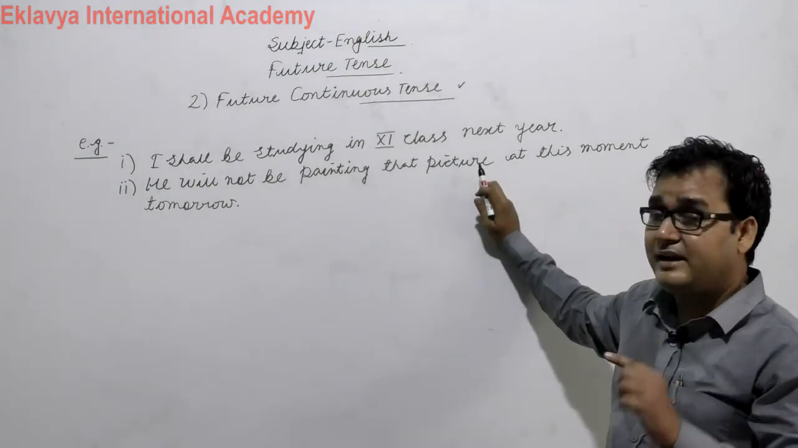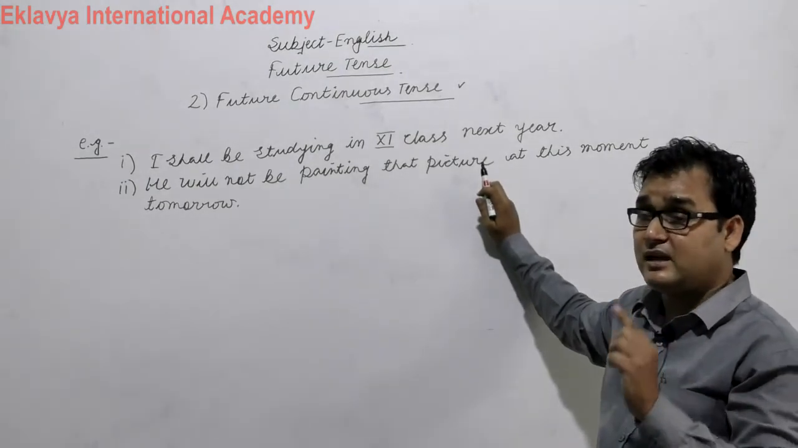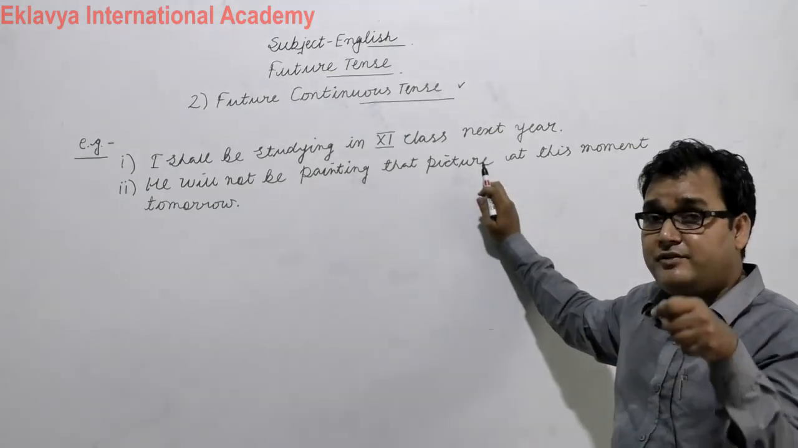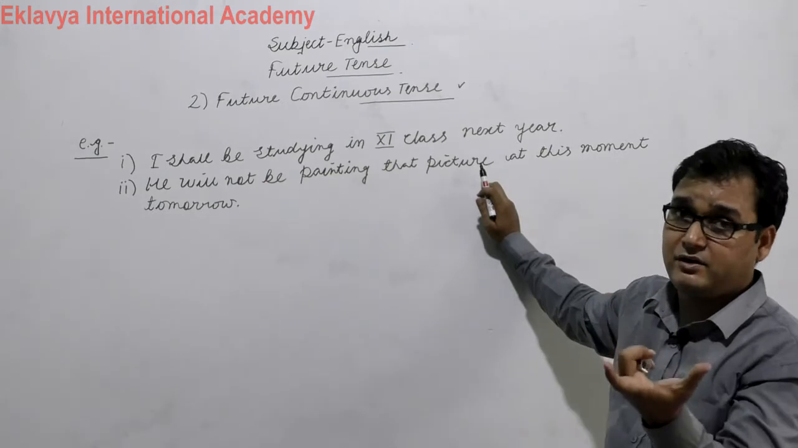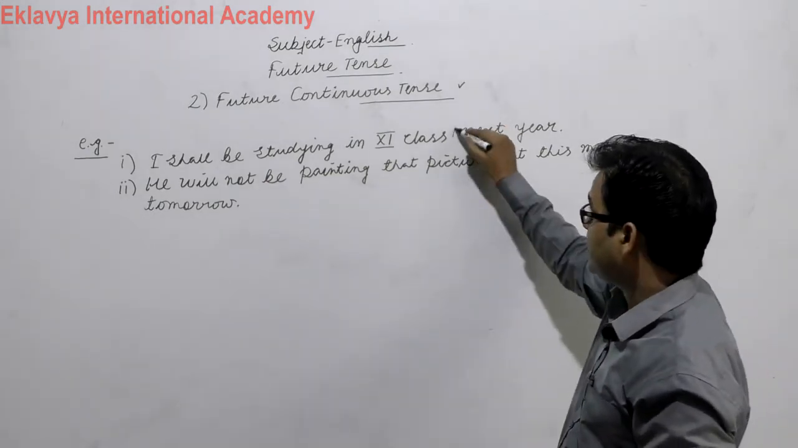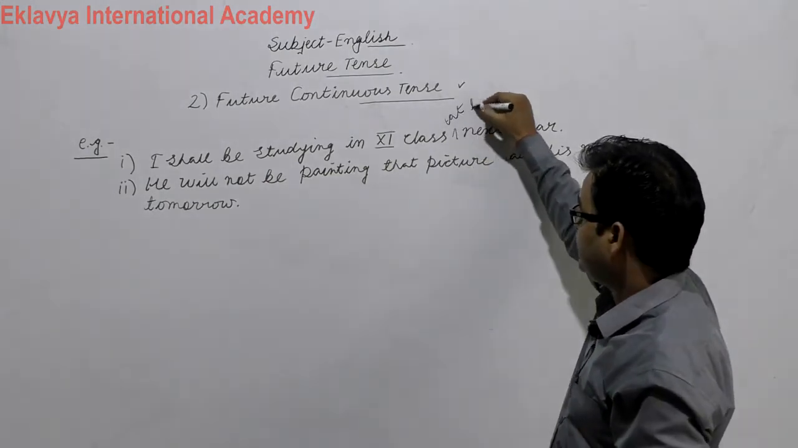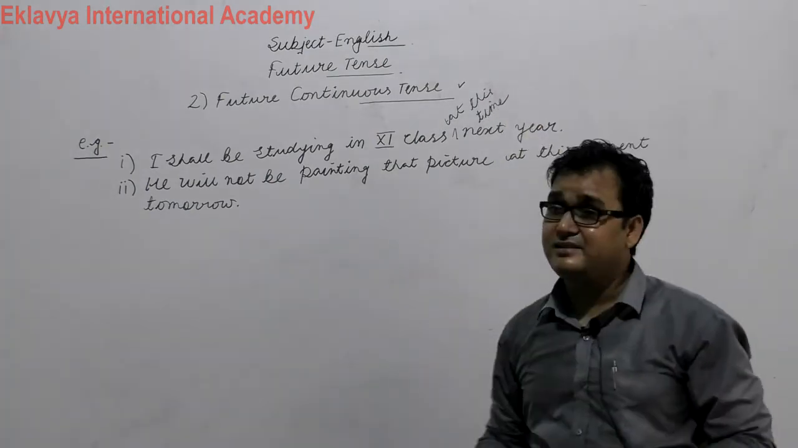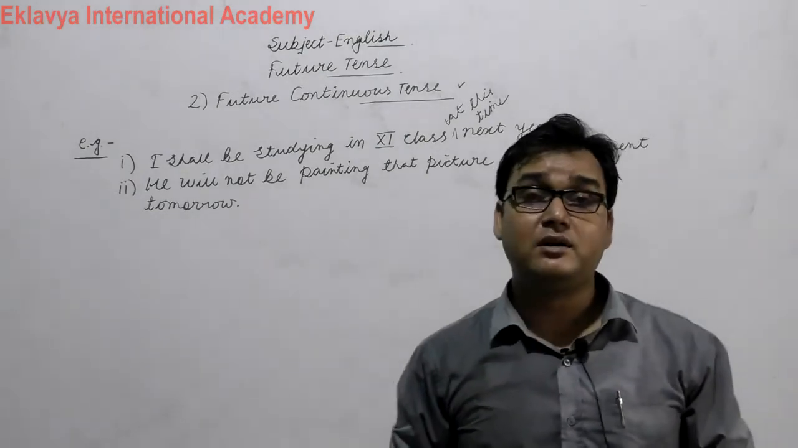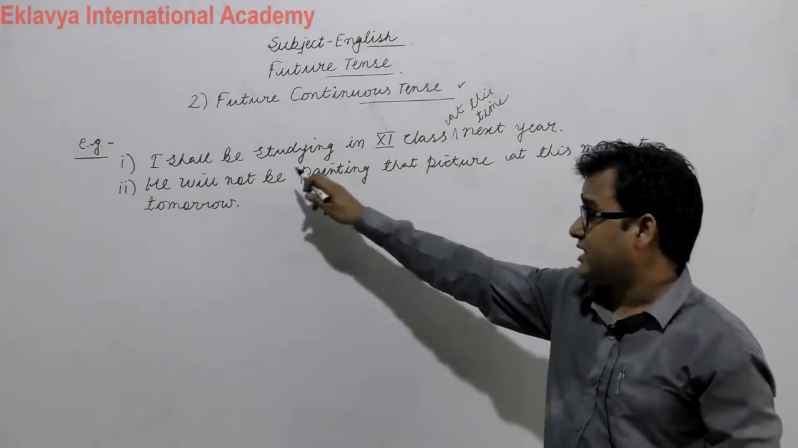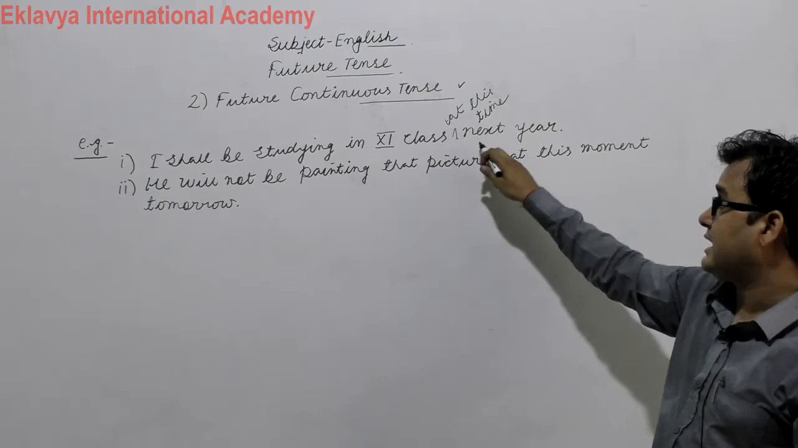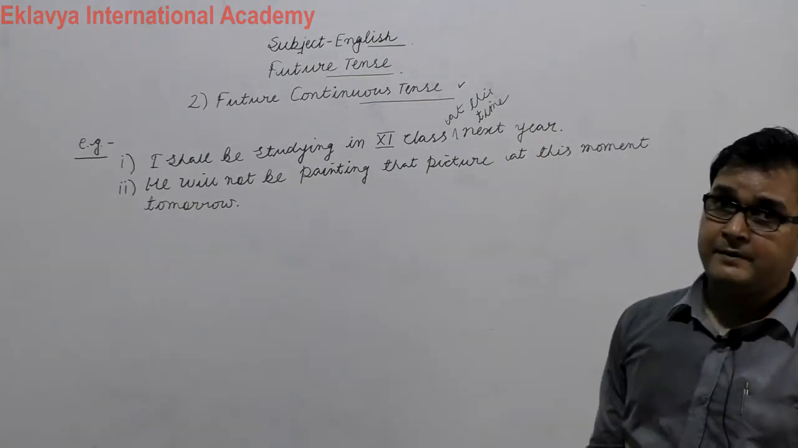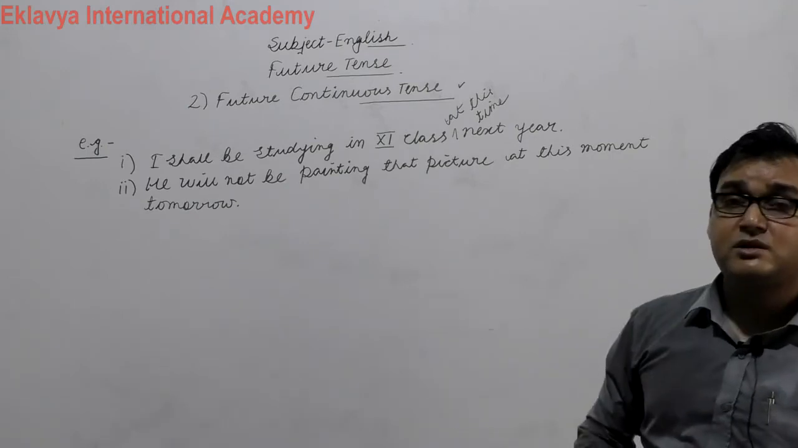But don't forget that in board examination, you cannot find out the differentiation in future indefinite and future continuous tense without a particular adverb. So that's why you have to mention here at this time. Okay. So that you can easily make the differentiation in future indefinite and future continuous tense. I shall be studying in 11th class at this time next year. अगले साल जो है मैं इस समय 11th class में पढ़ रहा होऊंगा. This is basically about your future continuous tense.